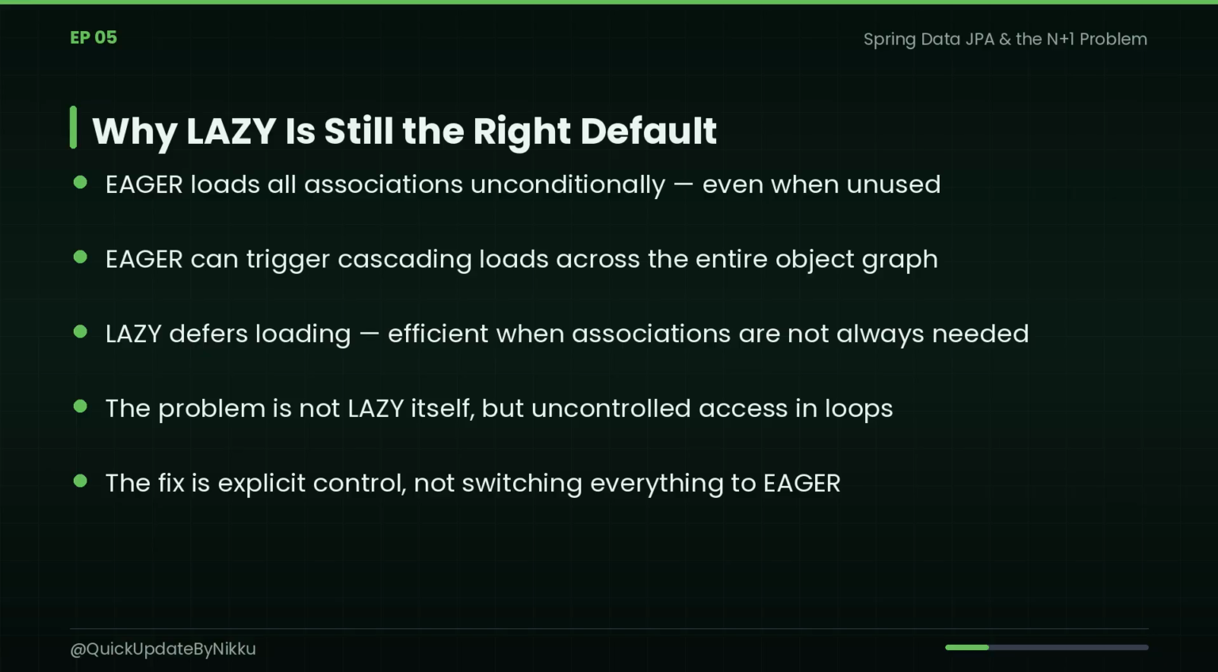A common instinct is to switch fetch type to eager and call it solved. That is the wrong lesson. Eager means every time you load an order, even when you only need the total amount and never touch the customer, Hibernate joins in the customer anyway. With deeper object graphs, eager cascades into a tree of joins that loads far more data than you need. Lazy is the correct default. The real fix is telling Hibernate exactly what to load and exactly when, through explicit fetch strategies, which is what the rest of this masterclass is about.